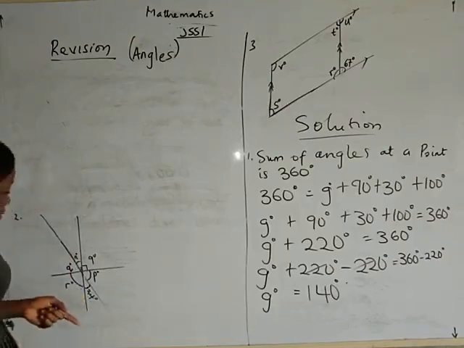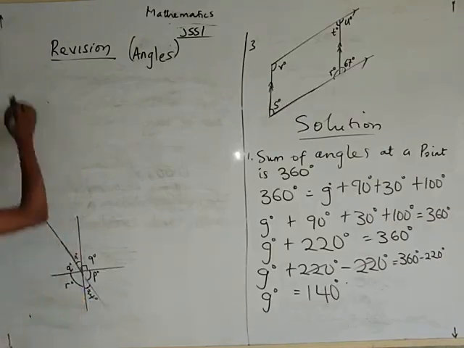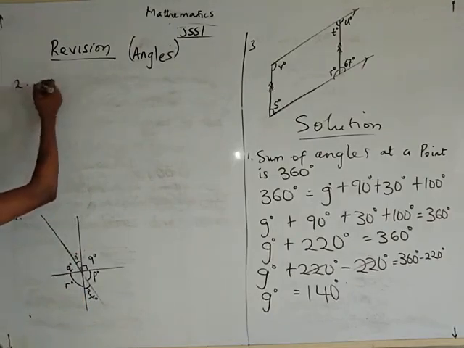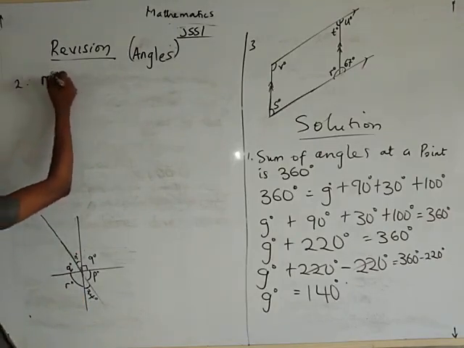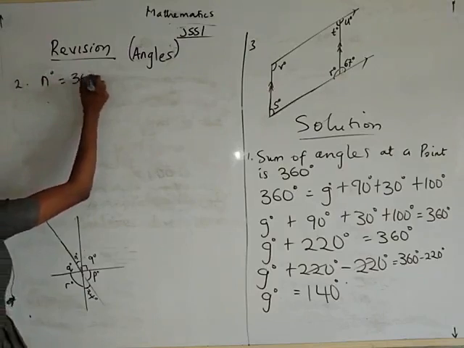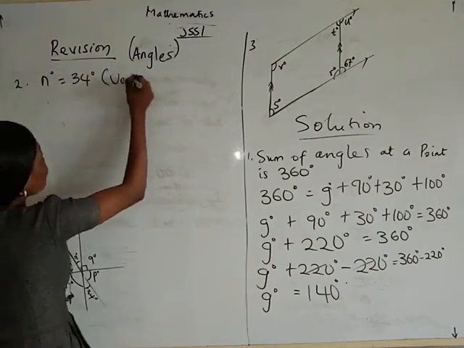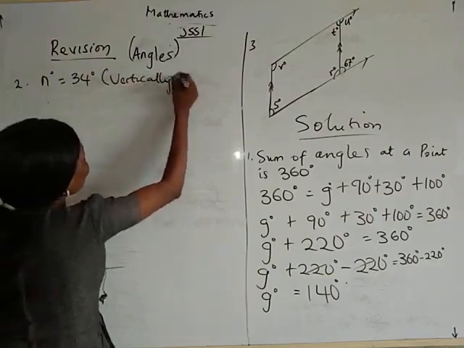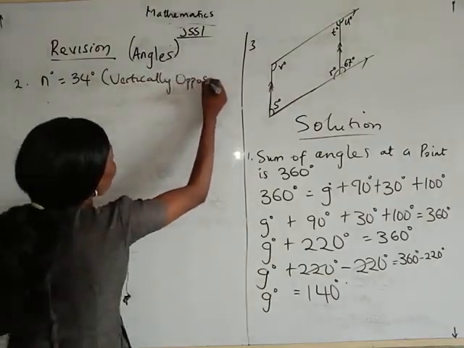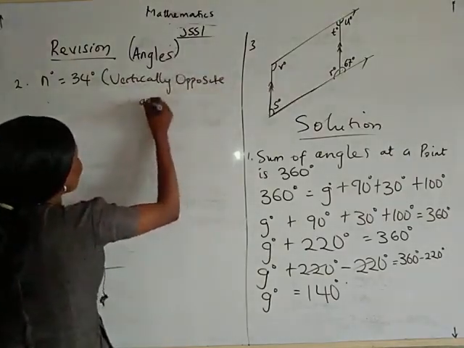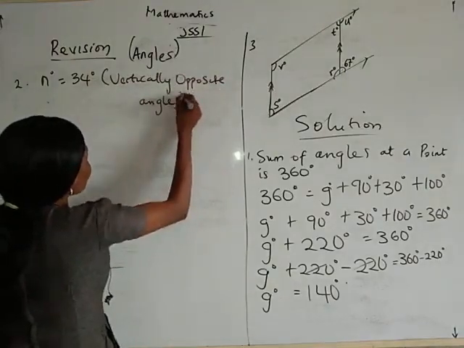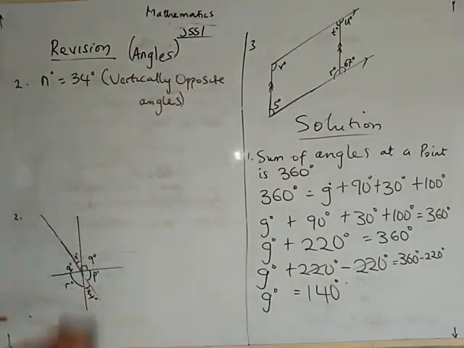They are vertically opposite angles. So we can say that, this is our number two, so we can say that N degrees is equal to 34 degrees. So you put it in bracket, vertically opposite angles. That is the reason for your answer. So that justifies your answer. Is that okay? So we have done with this.